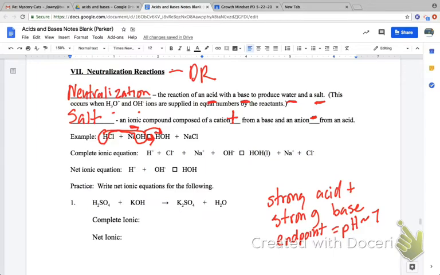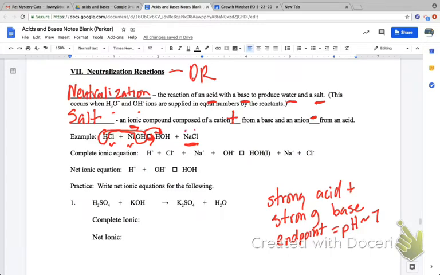And then what's left over, my cation from my base, my anion from my acid comes together to give me a salt. And in this case, it happens to actually be table salt. Remember, you always write your cation first and your anion second.